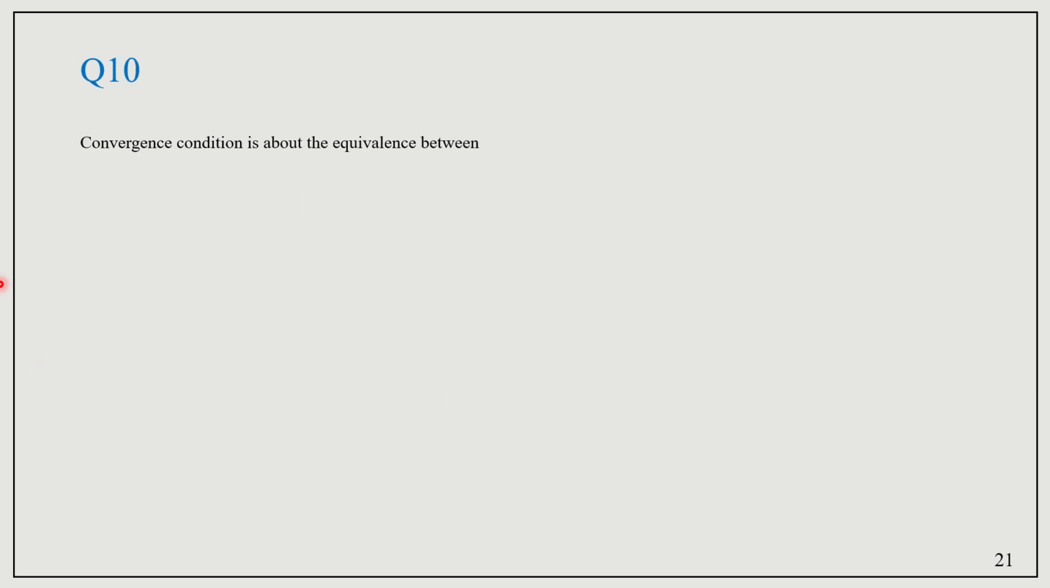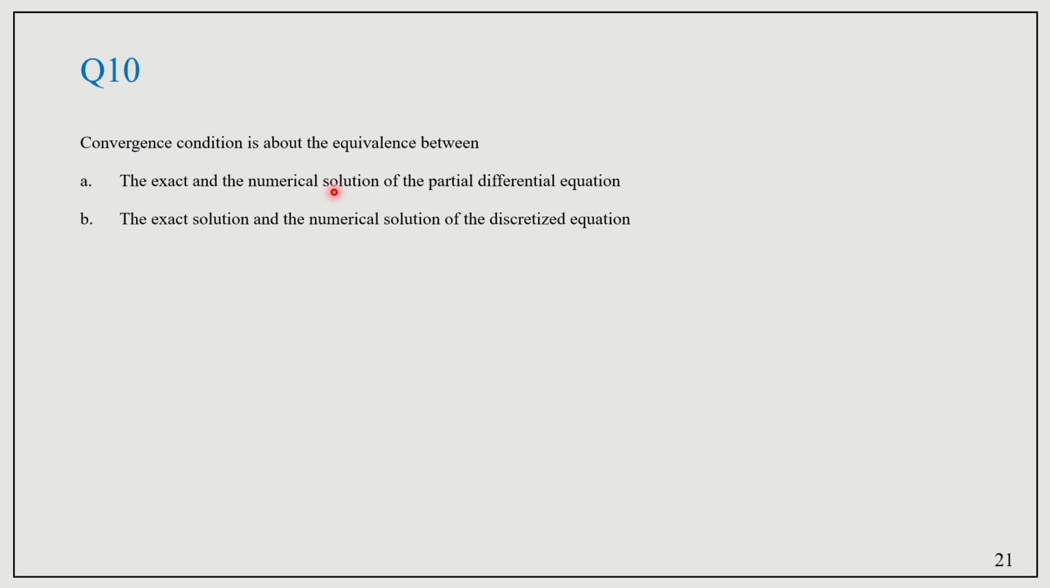Convergence condition is about the equivalence between dash. Convergence condition is about the equivalence between dash. Option A, exact and the numerical solution of the partial differential equation. Option B, exact solution and the numerical solution of the discretized equation. Option C, exact partial differential equation and discretized equation.